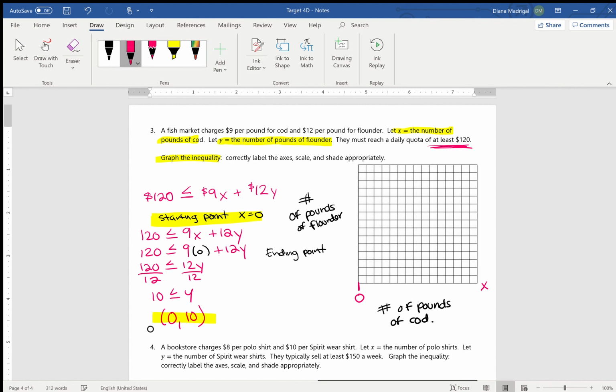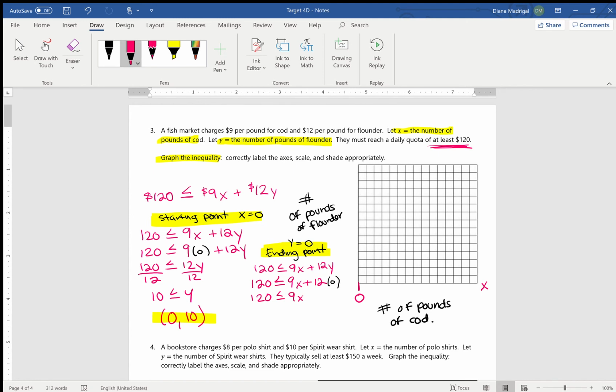You're going to do the same thing, 120 less than or equal to 9x plus 12y. But now it's the ending point, when y equals 0. So now we're doing this for y equals 0. We need to figure out what x will be. That's how you figure out your ending point. You're going to do the same thing: 120 less than or equal to 9x plus 12 times 0. Then 120 less than or equal to 9x, because 12 times 0 gives me 0.